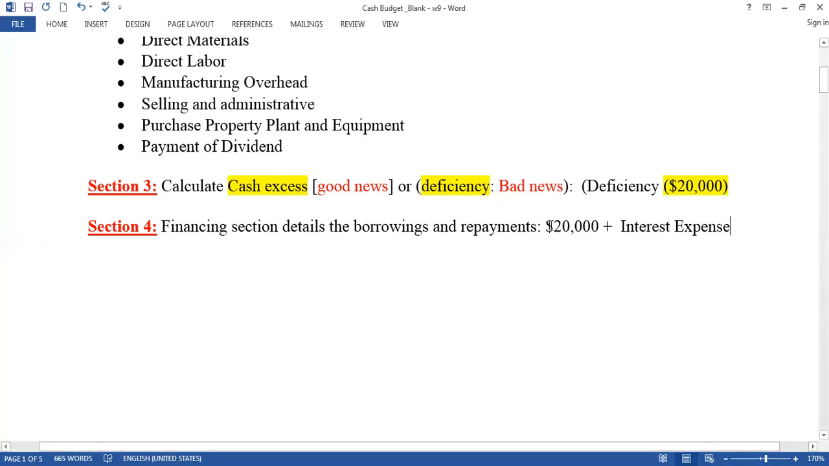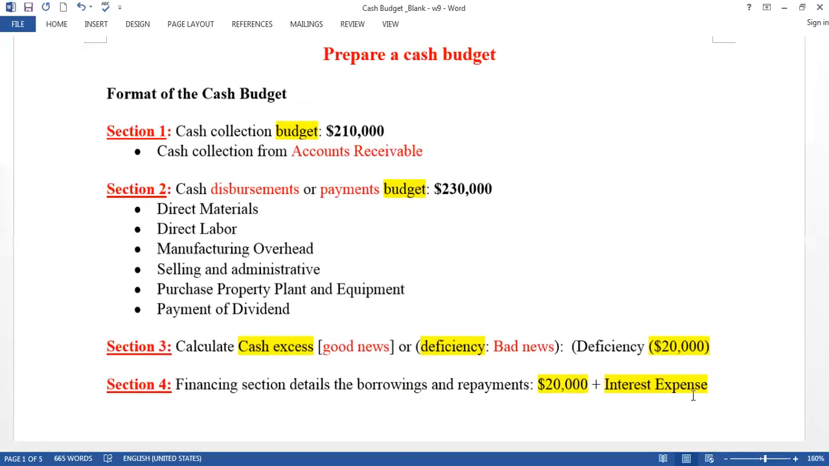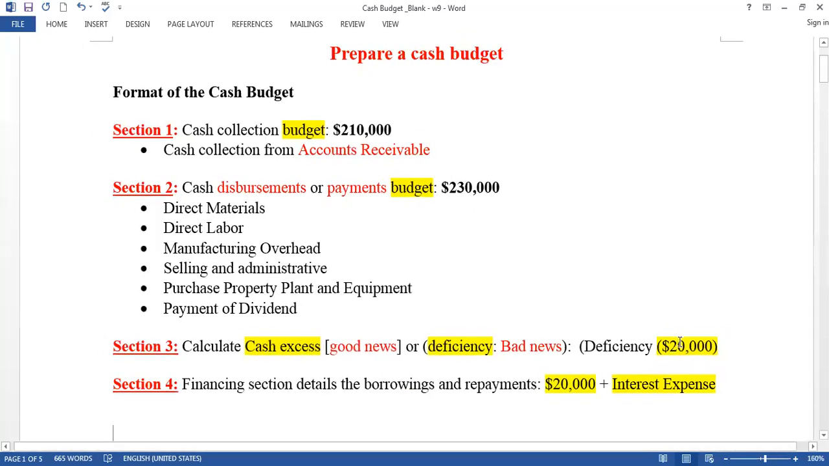So you borrow money, $20,000. Now this is the time to repay the money. When you repay the money, we should pay them interest expense. So this is the story of the cash budget: 4 sections, cash collection budget, cash payment budget. Then we calculate whether we have excess cash or a deficiency of cash.